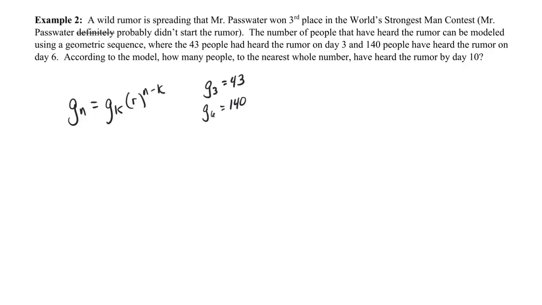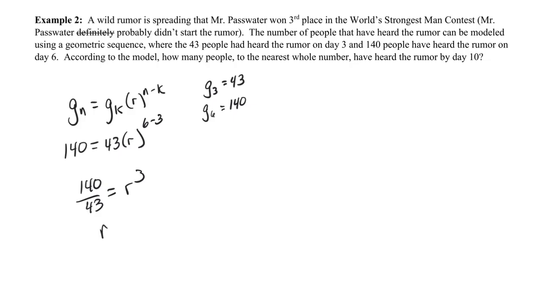So which of those numbers comes after in the list? Now, don't look at the value. I don't care about the value. What comes second, G3 or G6? So G6 comes second, so 140 equals 43 times r. This guy over here was my n, so I'm going to put a 6 up here, minus 3, because the k was the 3. All right, and then do a little bit of math. 140 equals 43 r to the 3rd.